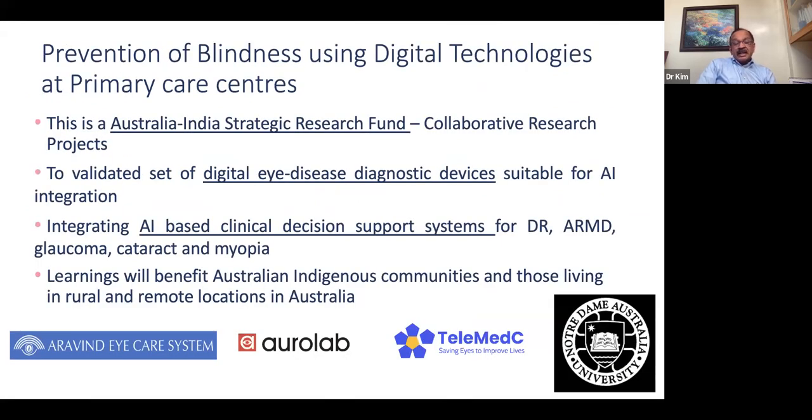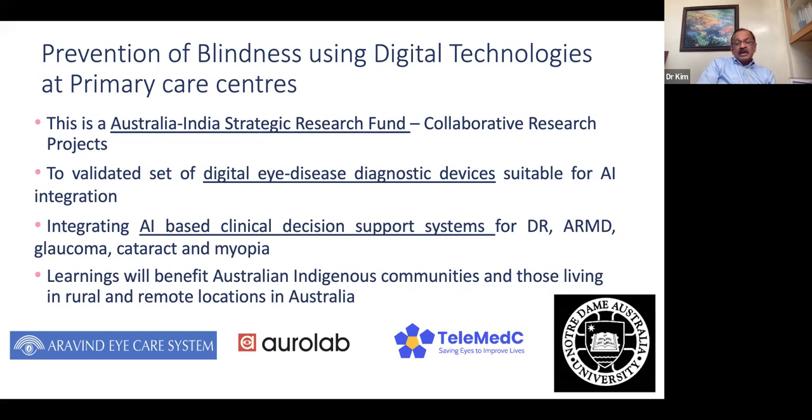In this effort, we have again joined hands with another group in Australia. This is the Australia-India Strategic Research Fund, where we are doing a collaborative project with the Notre Dame University and the other team to validate a set of digital eye disease diagnostic devices which will be suitable for AI integration, and will integrate it with AI-based clinical decision support systems for diabetic retinopathy and various other conditions. So if this could work in our vision centers, we feel that these learnings will benefit the Australian indigenous communities and those living in many rural and remote locations in Australia.